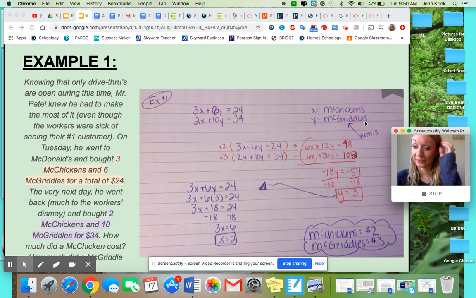I do really like McGriddles. That's why it says yum right there. Scott said that's embarrassing, but oh well.